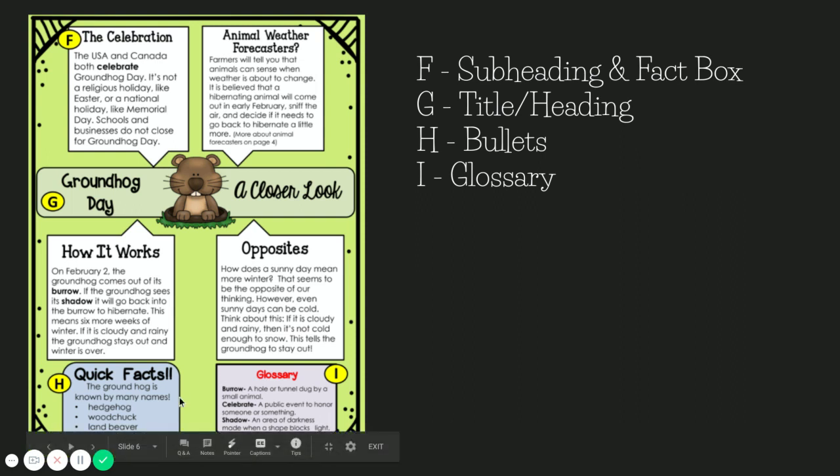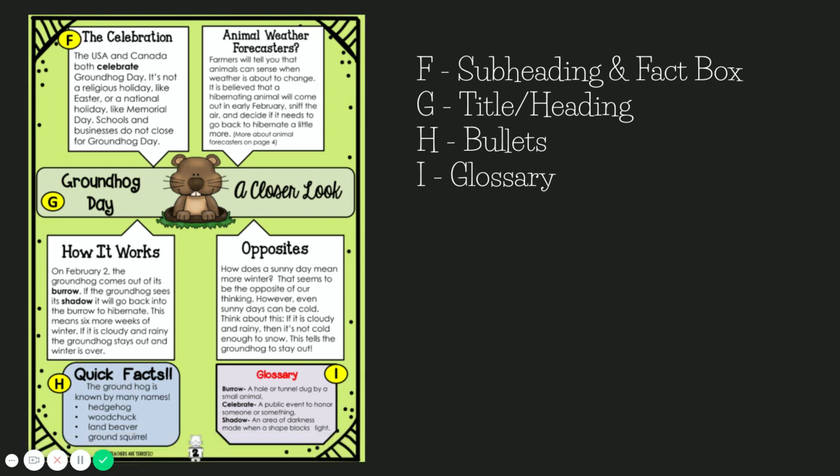Here I want to draw your attention to H, the bulleted list. Bullets are just a way of organizing information in a way that's not sentences. So back to the idea of making information more visually appealing for the reader, it's quicker and easier for us to read the bulleted list and just quickly read those quick facts. It says the groundhog is known by many names, and it lists those off in a bullet instead of in sentences. So it's just another way of giving us information, and it kind of breaks up the text so we're not reading it sentence after sentence after sentence.